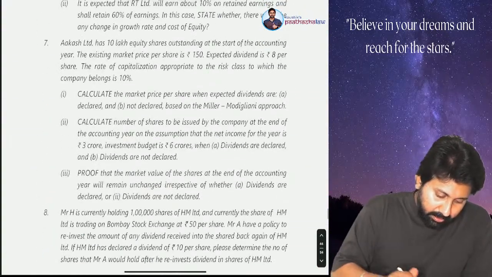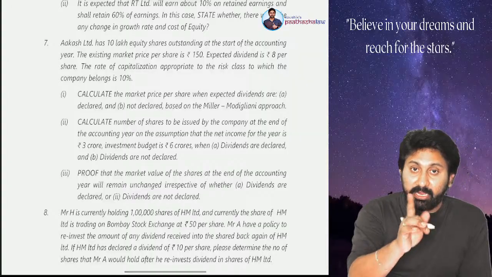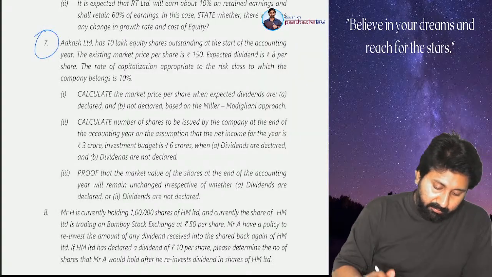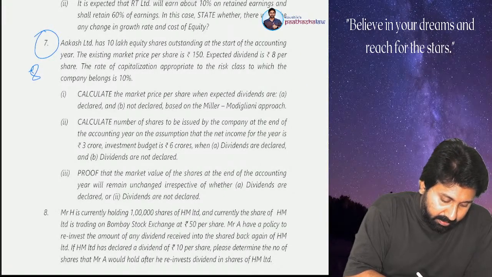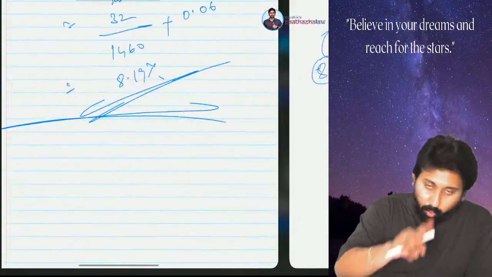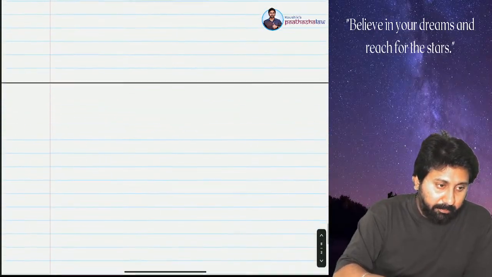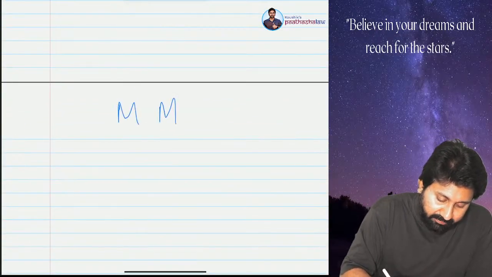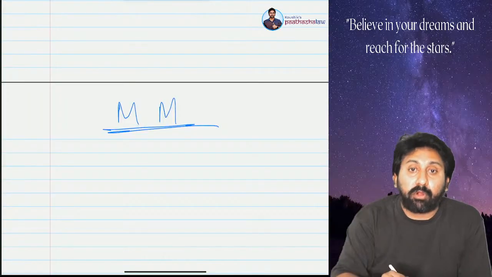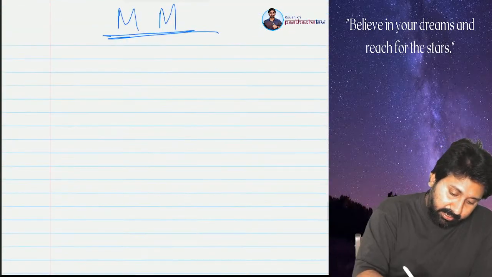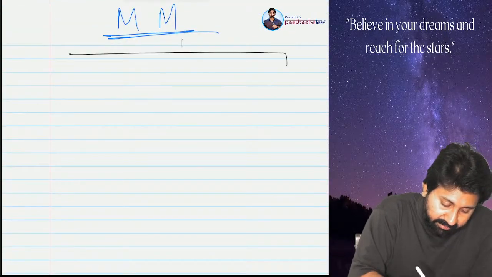Okay. Now we will do together one question on Modigliani-Miller. This is an 8 marks question that came in the exam. Do only one question on Modigliani-Miller, but do it properly. Now we are going to start with the MM model, the most important model in this chapter. Let's start. In the MM model, 3 formulae will be there.